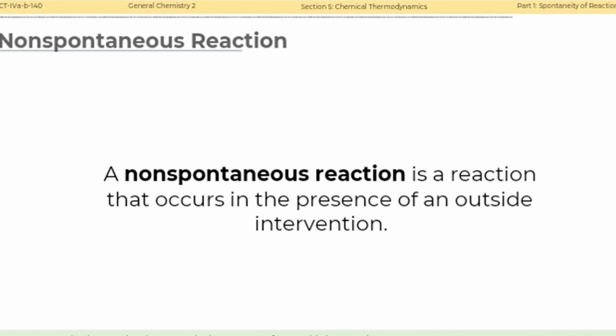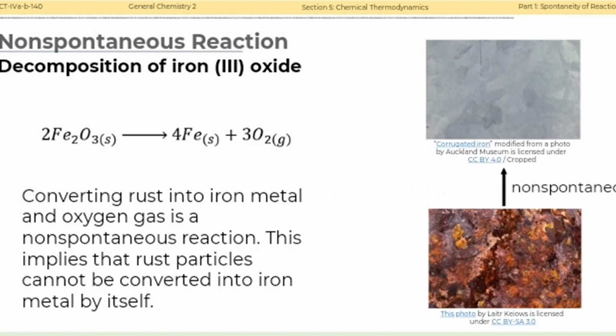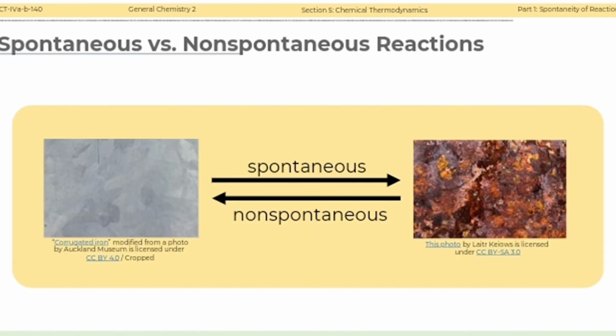A non-spontaneous reaction is a reaction that occurs in the presence of an outside intervention. Converting rust into iron metal and oxygen gas is a non-spontaneous reaction. This implies that rust particles cannot be converted into iron metal by itself. From the given examples, we can conclude that if a reaction is spontaneous, its reverse is non-spontaneous, and vice versa.